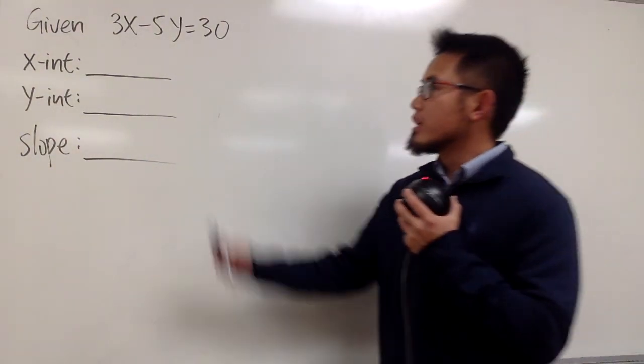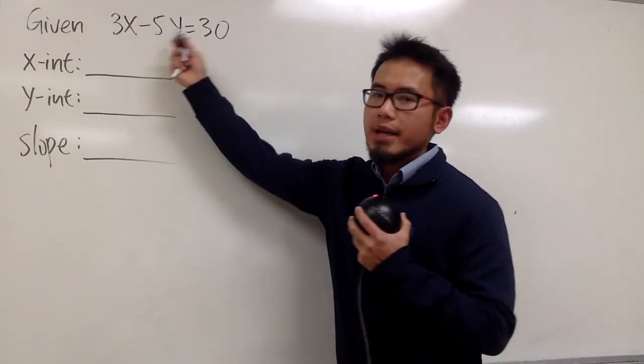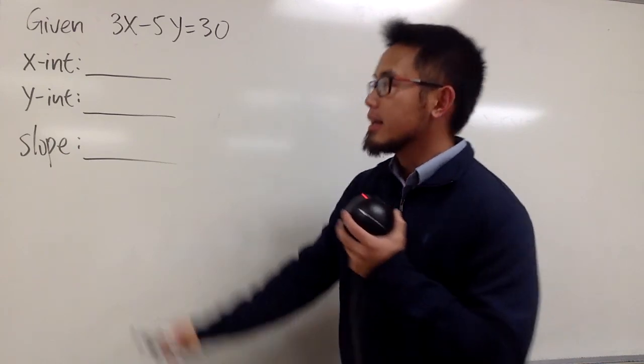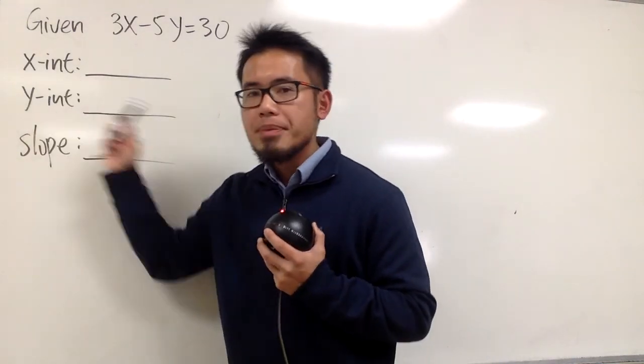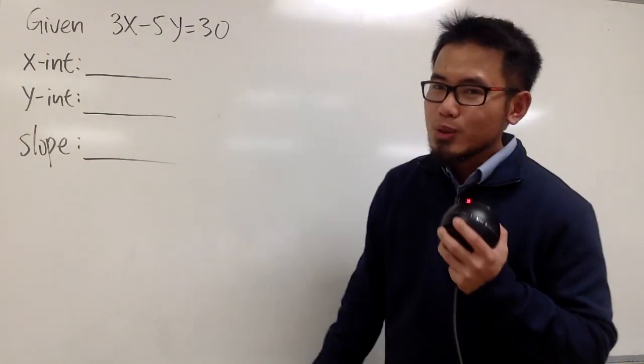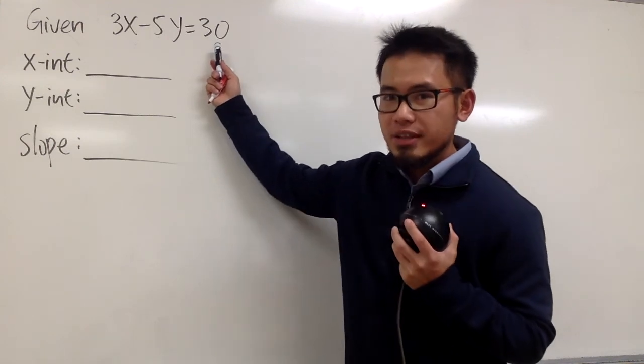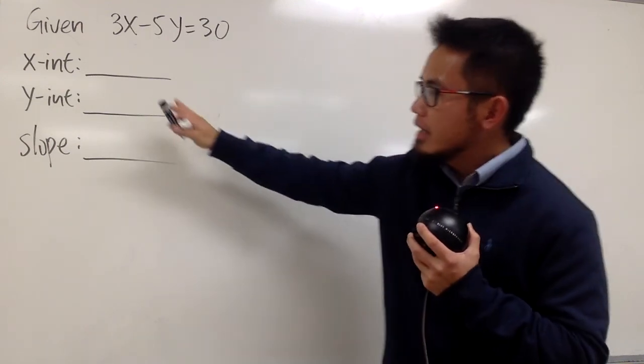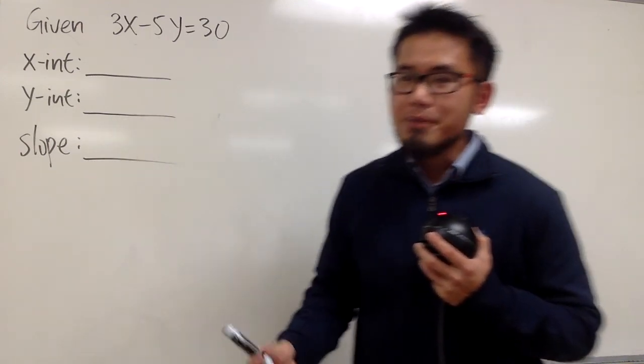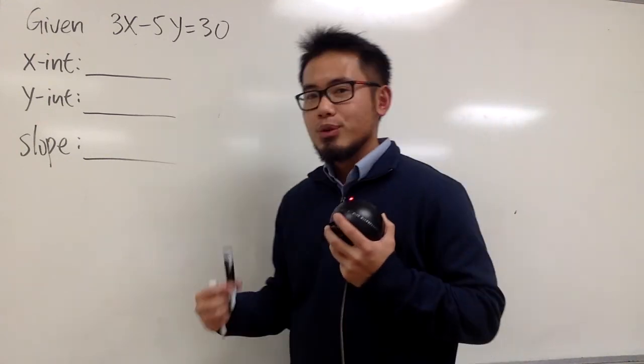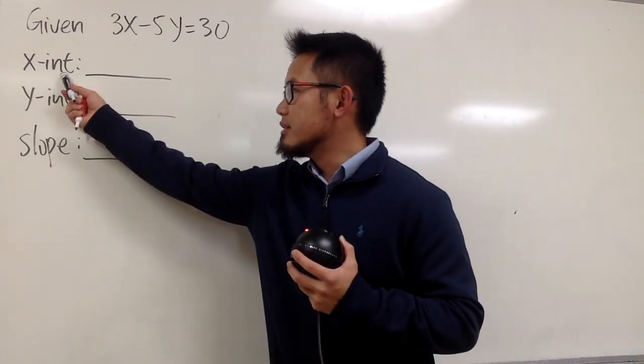Okay, in this question, we are given this equation, 3x minus 5y is equal to 30, and we are going to find the x-intercept, the y-intercept, and also the slope. Unfortunately, this equation is in the standard form, so we cannot tell any of this right away, okay? So we will just go ahead and do the usual procedure to get the x-intercept first.